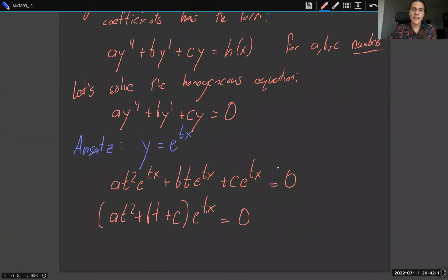So what do we see as a result? Thus, t is a solution of the quadratic.